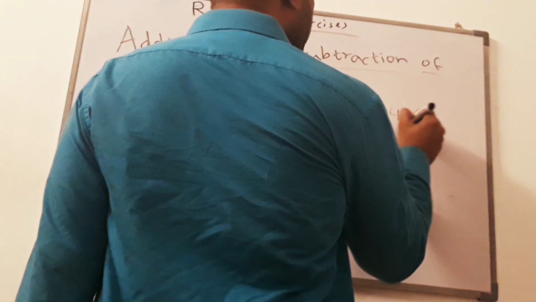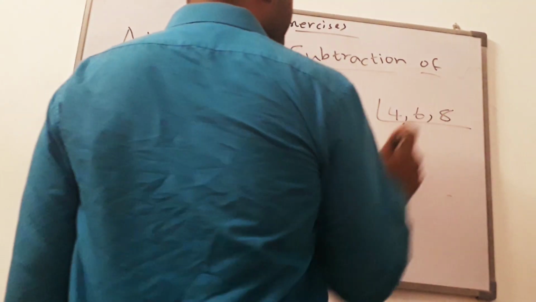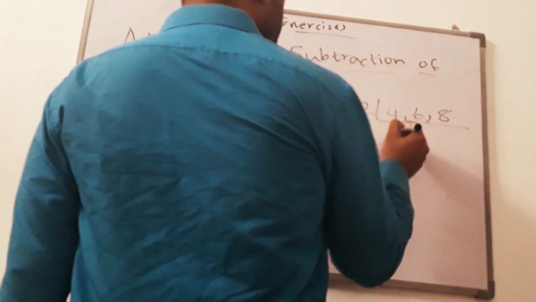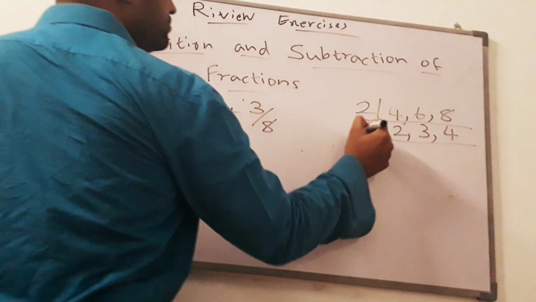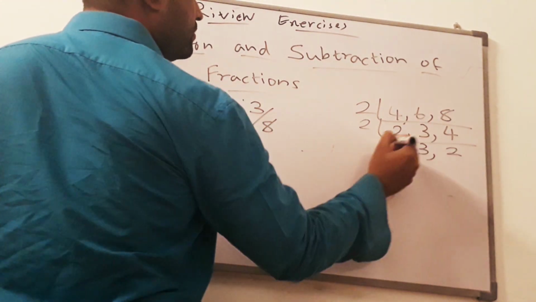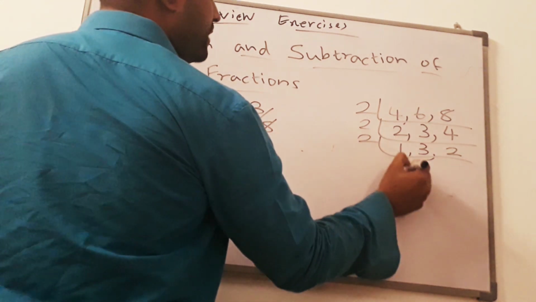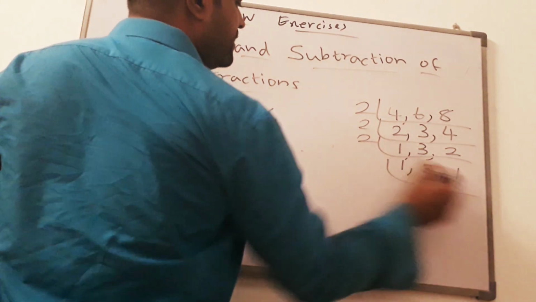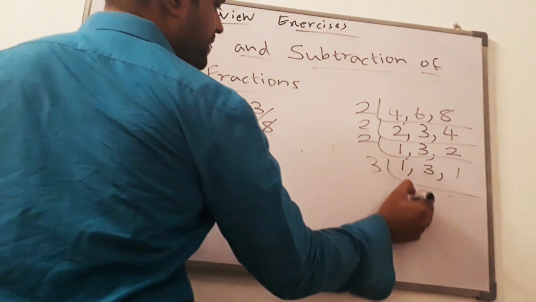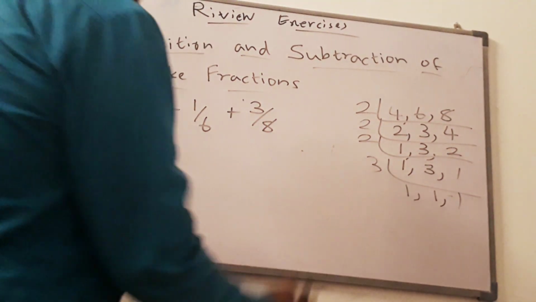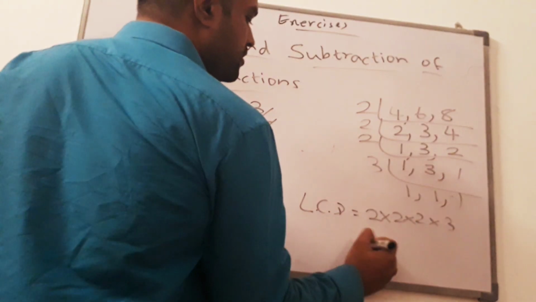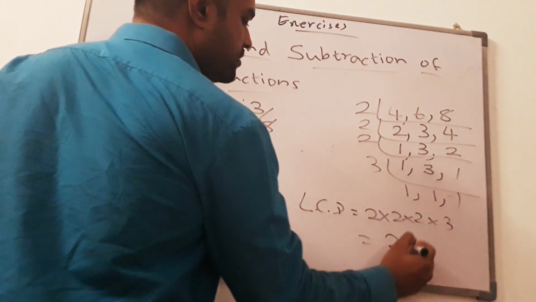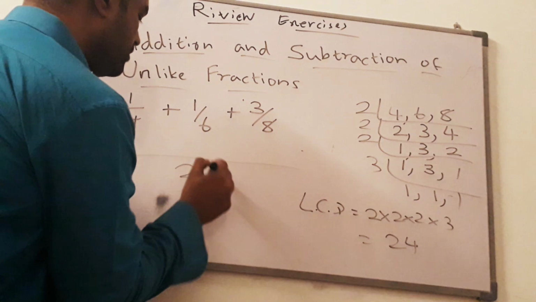Again we have to go to this division method of prime factorization. All are divided by the least prime factor, which is equal to 2. So 2 times 2, 2 times 3, 2 times... Again we can divide by 2. 1, 3 and 2. Further we can divide by 2, 1, 3 and 1. Now we can divide by 3. So it will be 1, 1, 1. So the least common denominator here is 2 times 2 times 2 times 3. 2 times 2 is 4, 4 times 2 is 8, 8 times 3 is 24. So here the least common denominator is 24.